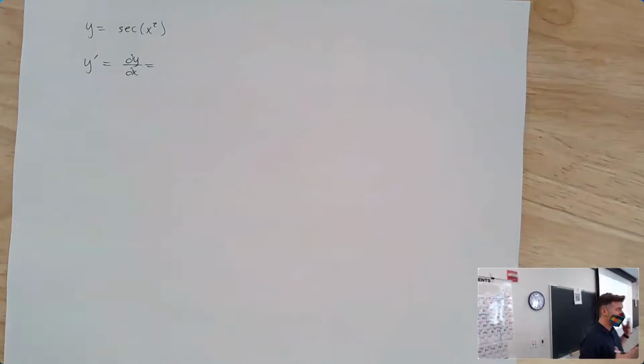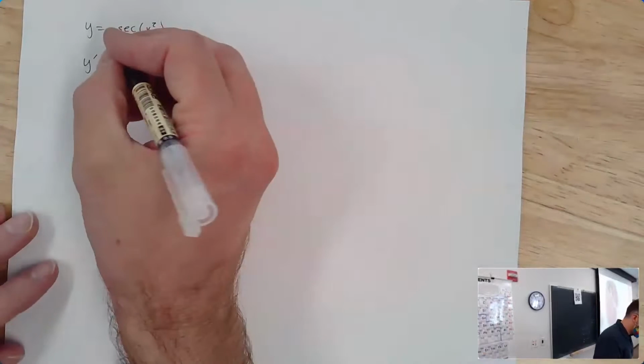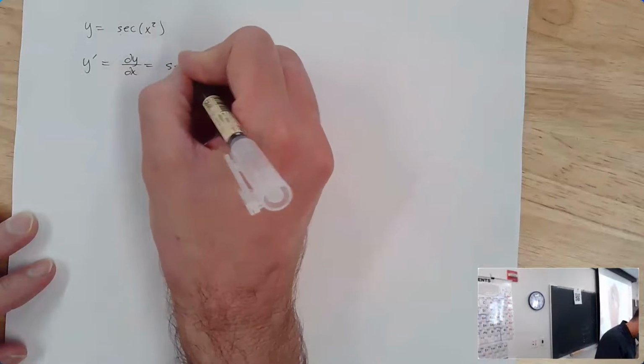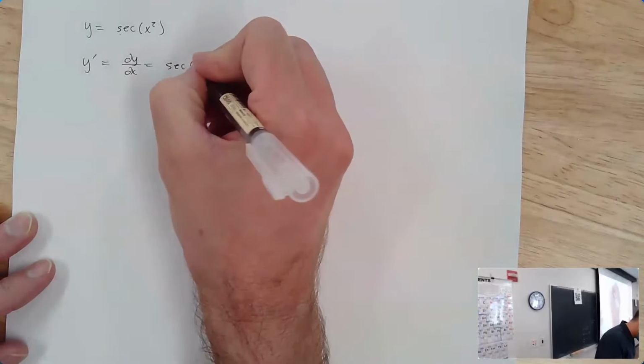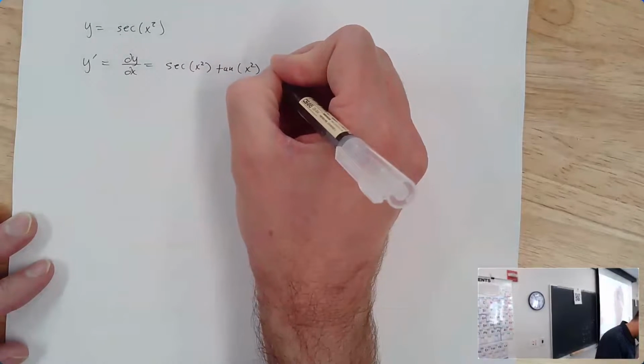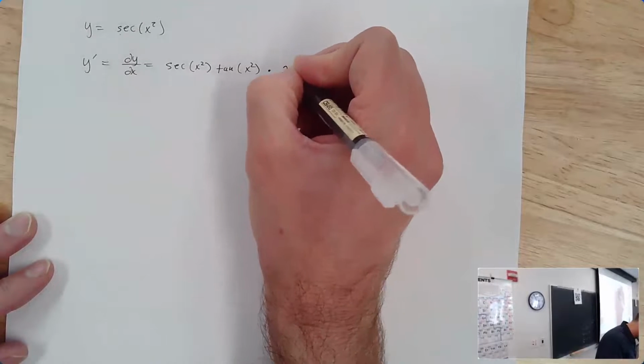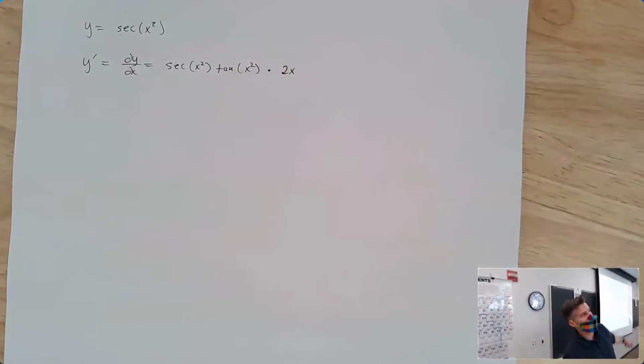All right, I know the derivative of secant of x is secant of x times tangent of x. I know the derivative of secant of some stuff is secant of the stuff times tangent of the stuff. And then what must I multiply by? It's probably the derivative of the stuff. Yeah, it's the derivative of the stuff. It's 2x.